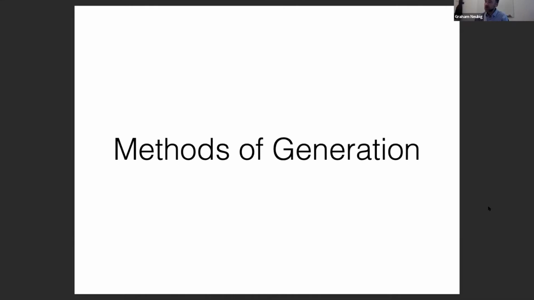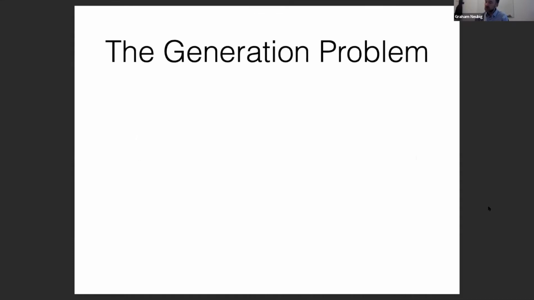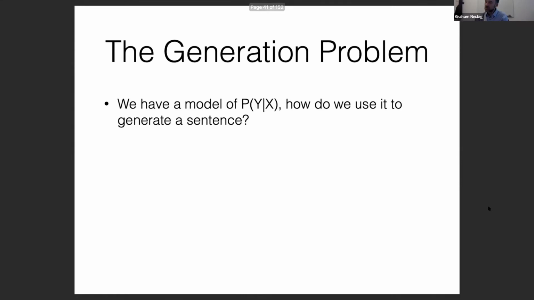The place where these kind of sequence models or translation models become different is that we need to do generation from the models. So instead of taking in individual words and trying to put a tag on them, we actually need to generate outputs. And the generation problem is basically we form a model of P of y given x, and how do we use it to generate a sentence?